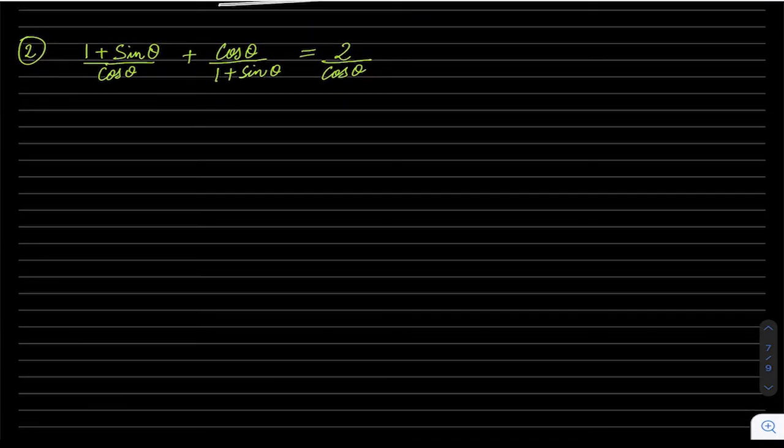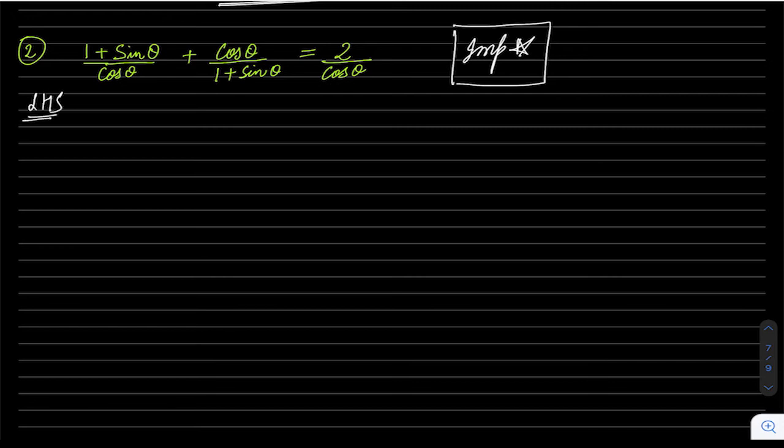Okay, now the second question. We have to prove that 1 plus sine theta over cos theta plus cos theta over 1 plus sine theta equals 2 over cos theta. Now this is an important question from the exam point of view. Okay, so how do we prove it? Obviously same thing, because LHS has room for simplification and RHS is the simplified version. So we will go for LHS and try to simplify this.